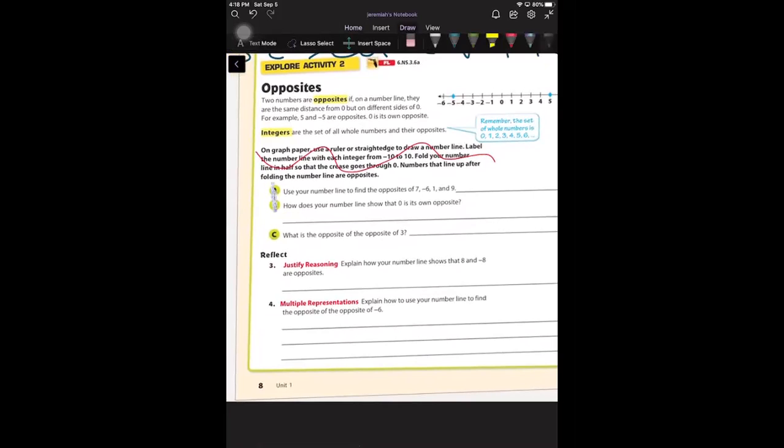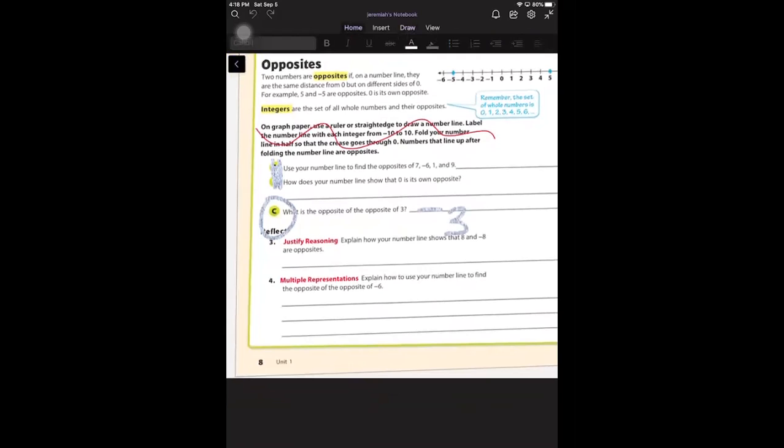So if we skip past A and B and we're at C, what is the opposite of the opposite of 3? Well, what is the same pair as 3, but on the left side of the number line instead of the right? It's negative 3. Great job. Now let's go on to the very next one. Reflect. Explain how your number line shows that negative 8 and 8 are opposites. Well, they're the same distance away from 0 and on two different sides.